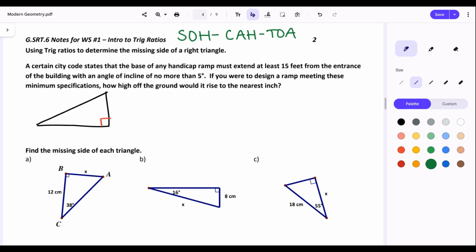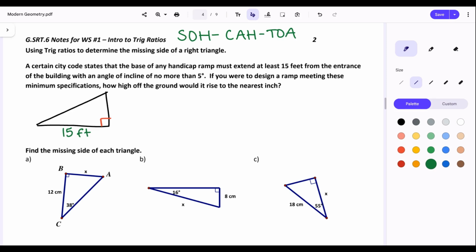So let's go ahead and label our sides appropriately here, okay? So it says that the base of any handicap ramp must extend at least 15 feet from the entrance of the building. So if we think about where the entrance of the building would be, it'd be on that upright side, like the far right side of my triangle here. Now, if they're talking about the base of the ramp, they're talking about the other straight side, not the hypotenuse of this triangle. So the 15 feet would be down here.